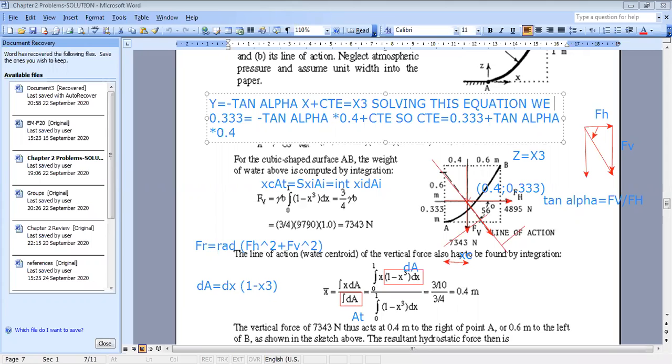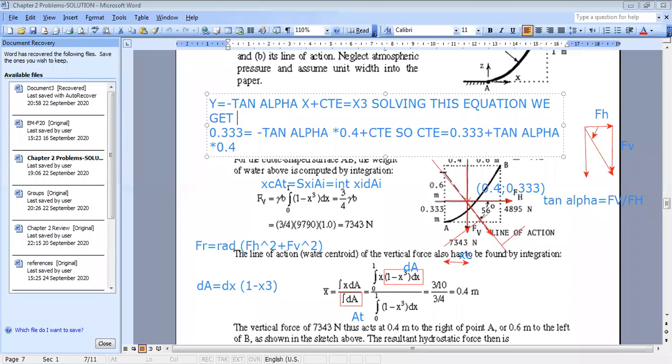we get x of the contact point. And of course, when we get x, z of the contact point will be, we mean by contact point the point of application of the resultant force. The point of application of the resultant force will have x given by this equation, and will have z equal to x cubed.